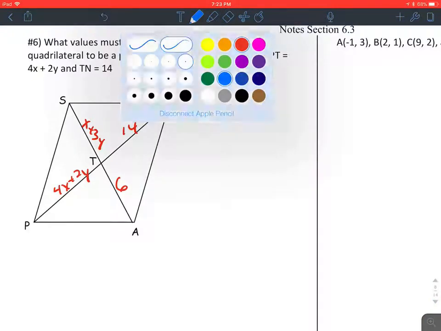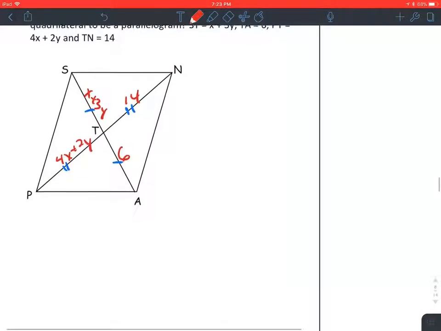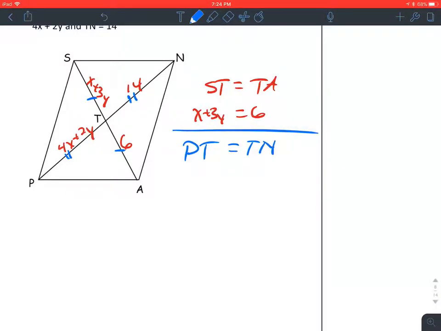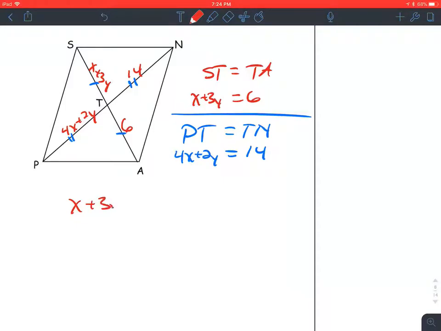So according to one of the theorems, if the diagonals bisect each other, so if those segments are congruent and these segments are congruent, then that's going to make this a parallelogram. So ST has to equal TA, so that's x plus 3y equal to 6. In addition to that, PT has to equal TN, means 4x plus 2y has to equal 14. If we take those two equations and put them together, that's solving a system of equations, which we spent a little bit of time on at the beginning of this chapter, reviewing that from algebra.